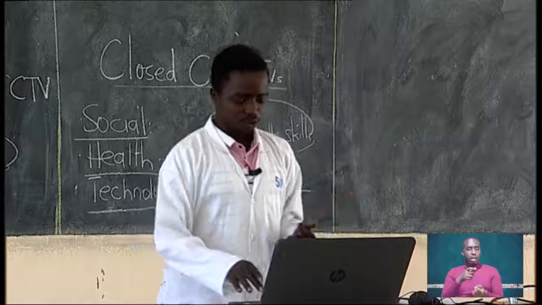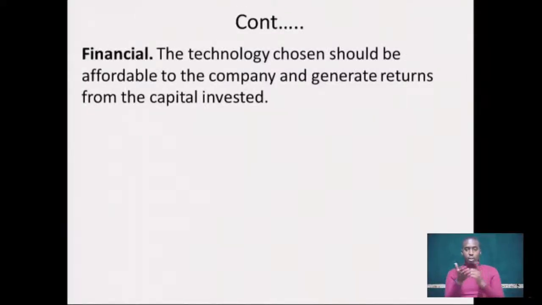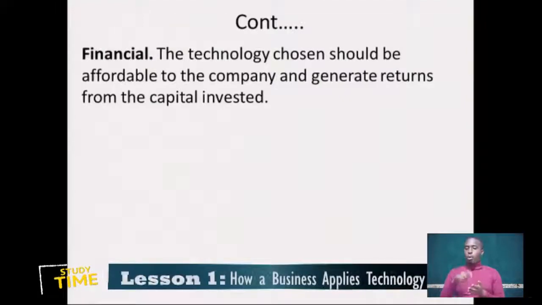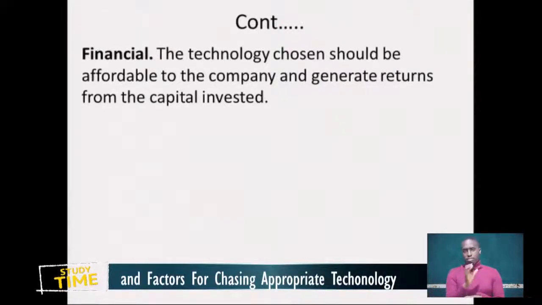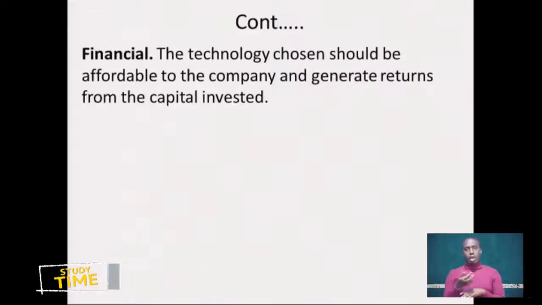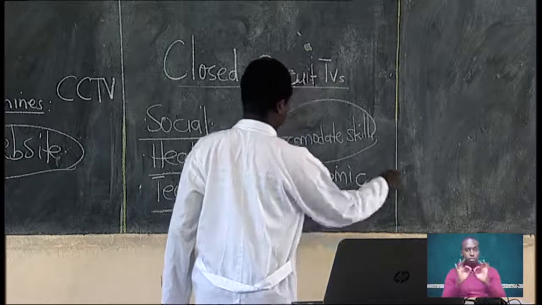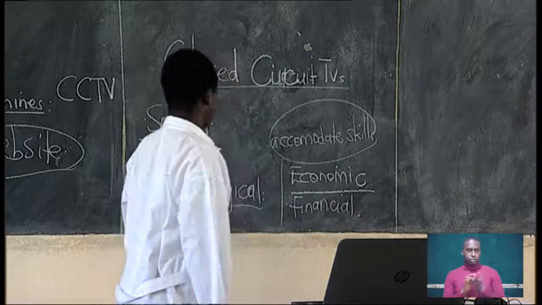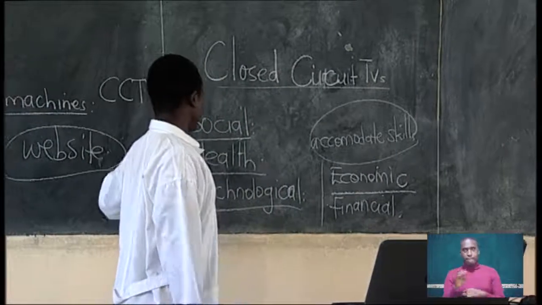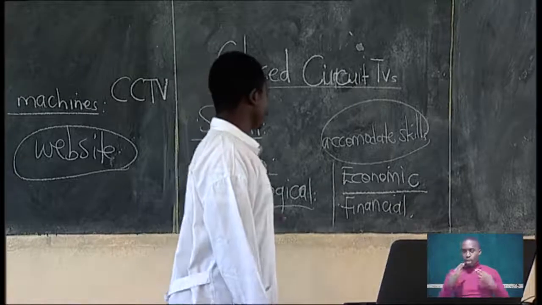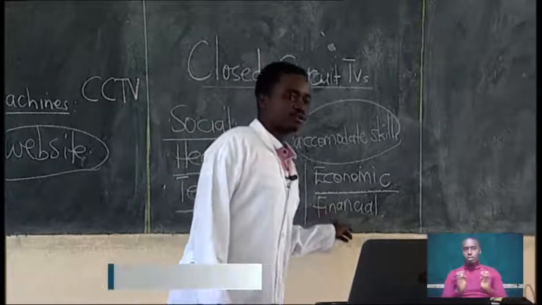So that is economic. Then we have financial. The technology chosen should be affordable, not too expensive to the company, and should generate returns from capital invested. So those are some of the factors we will base on in choosing the appropriate technology to use in the business: social, health, technological, economic, financial.